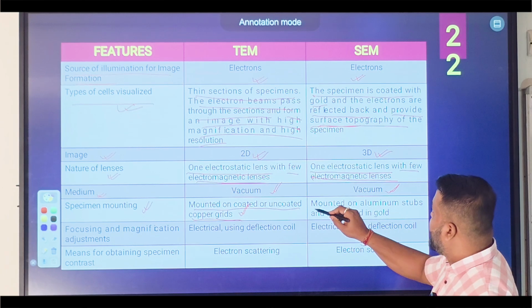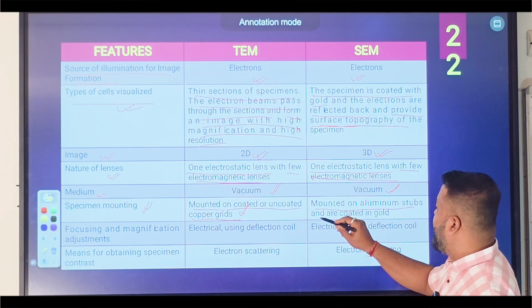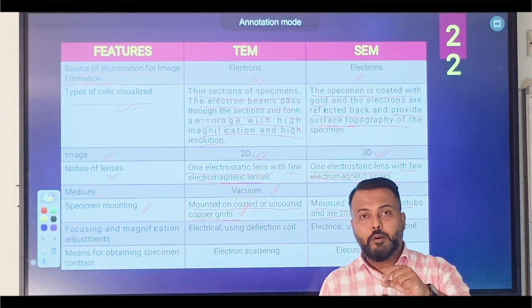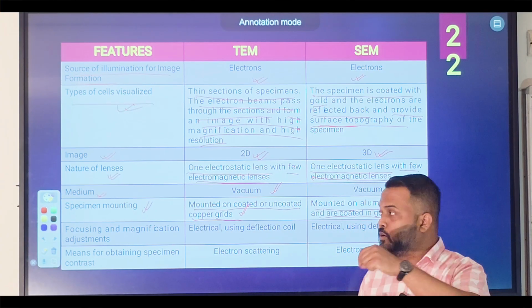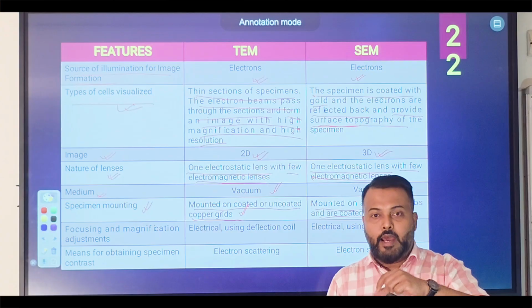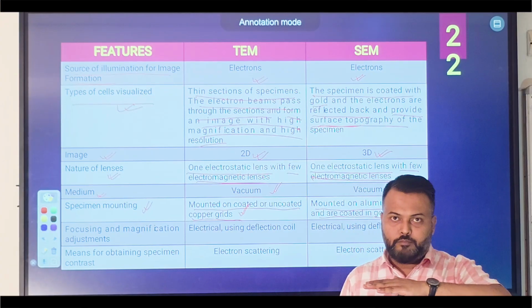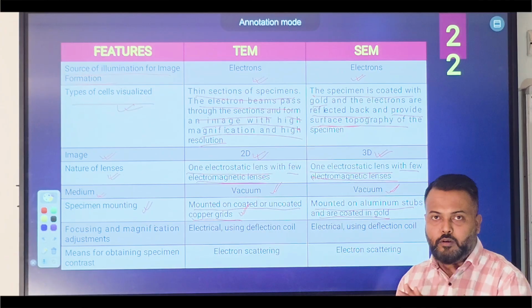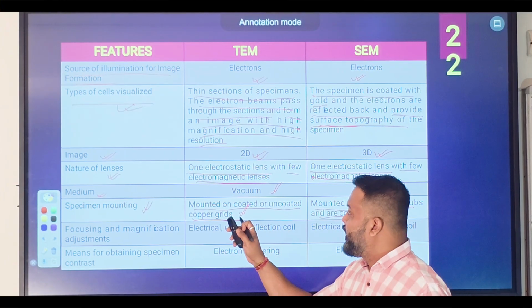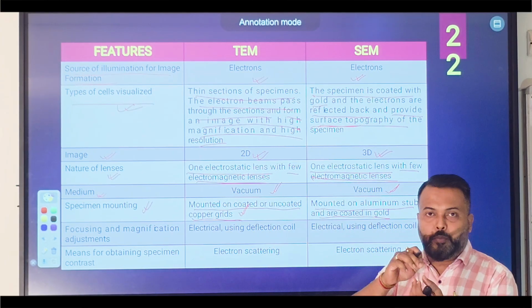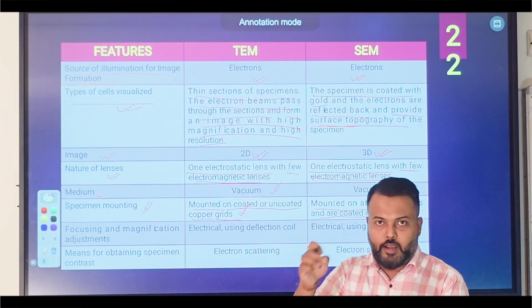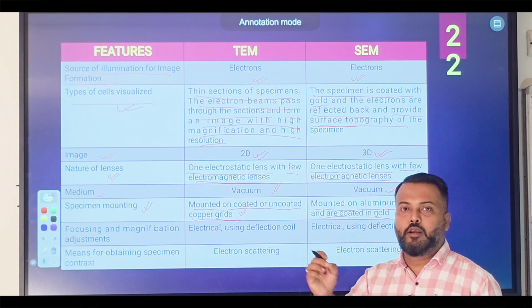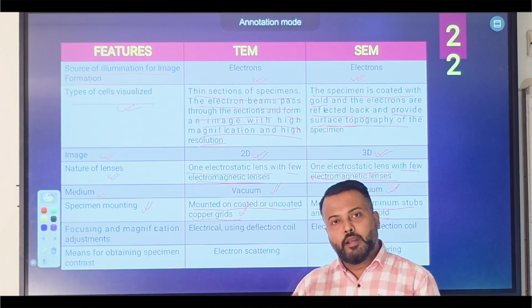And then in case of SEM, specimens are mounted on aluminum stubs and are coated in gold. Here they will be mounted onto an aluminum stub, and only after that they will be coated with gold. Okay, remember this. In case of TEM, there are no such complexities. Here only copper grids. Onto the copper grids, the specimen will be plotted as you have prepared, and then it will be incorporated inside the system, and then you can visualize it.